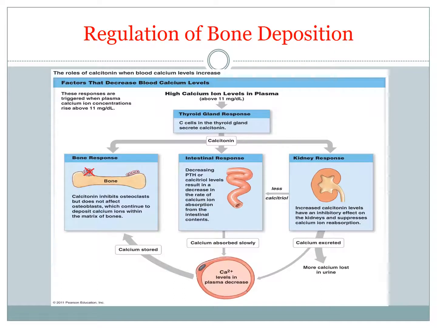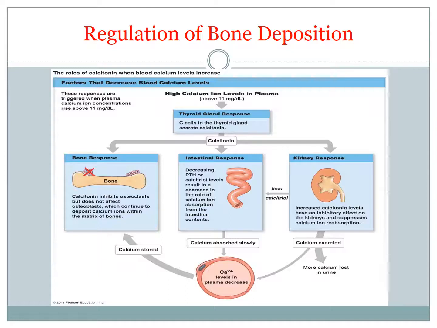Now, bone deposition is when blood calcium levels are too high. So we would be hypercalcemic. And the C cells of the thyroid gland secrete calcitonin. Calcitonin also has 3 effects, all leading to blood calcium levels being lowered. First, the bones. Calcitonin inhibits osteoclasts, but does not affect osteoblasts, so that they continue to deposit calcium ions into the matrix of bone. Our intestines can also assist.